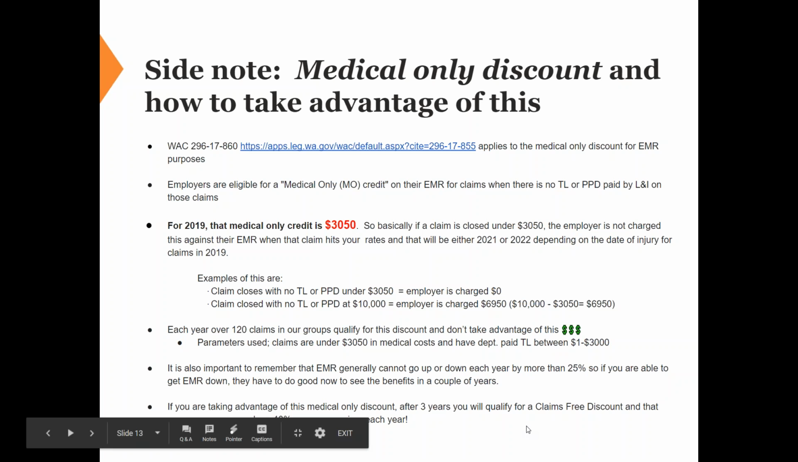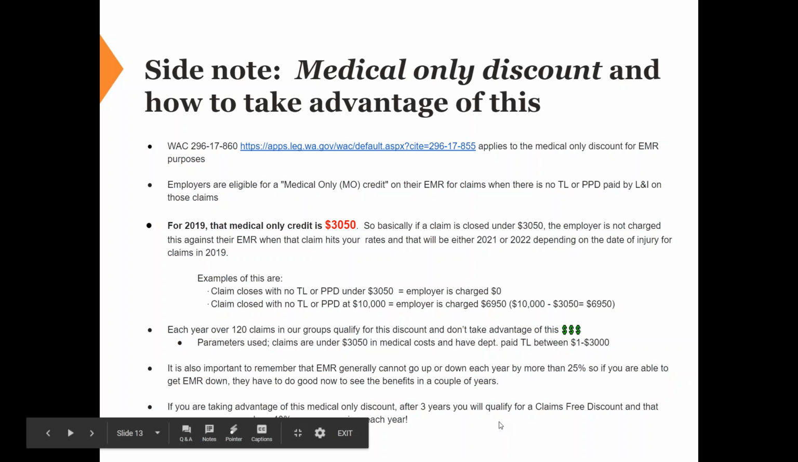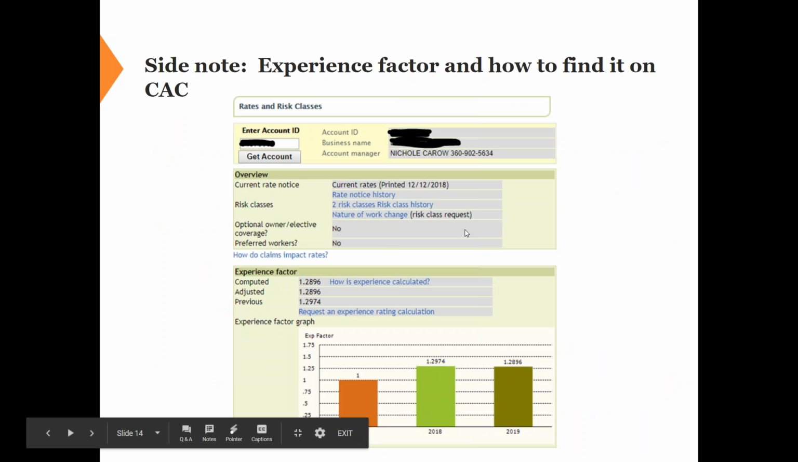So if you're taking advantage of this medical only discount, after 3 years, you can qualify for what is called a claim-free discount. This can get you up to 40% in your savings on your premium each year. But again, this claim-free discount is hard to get and even harder to keep. So you want to always make sure that if you have that, or you're working towards getting that, you don't lose it.